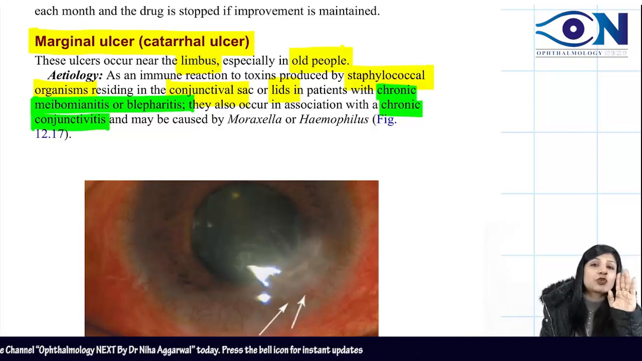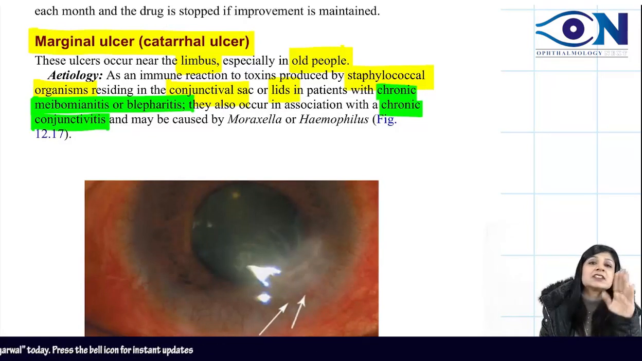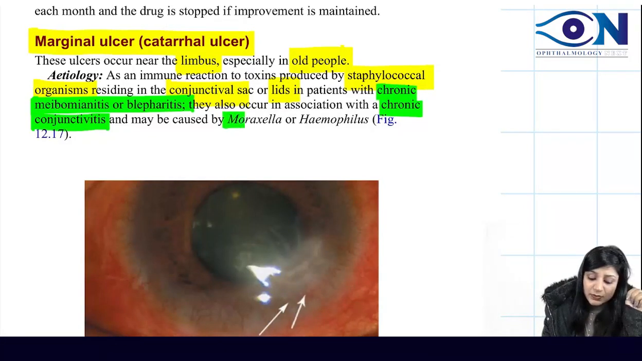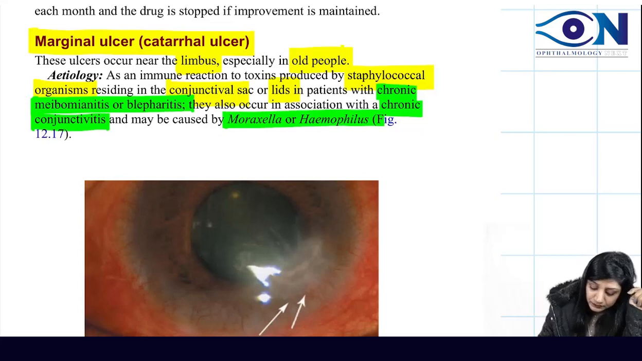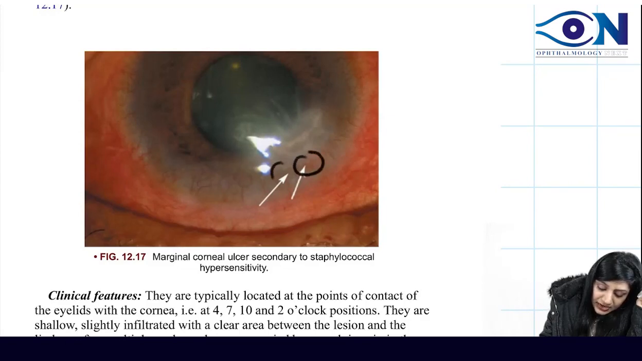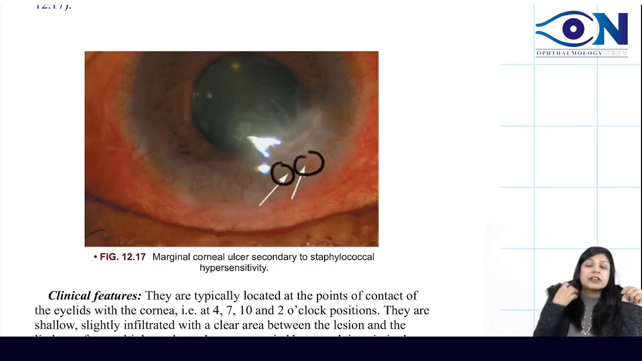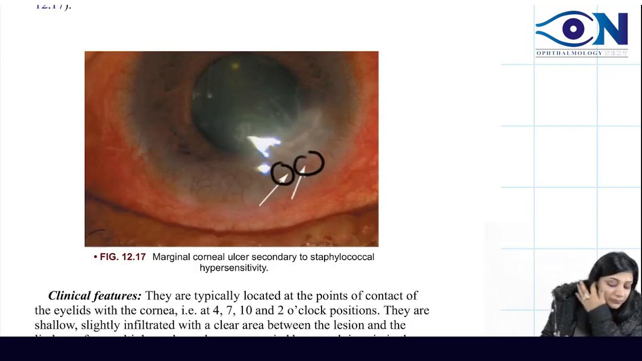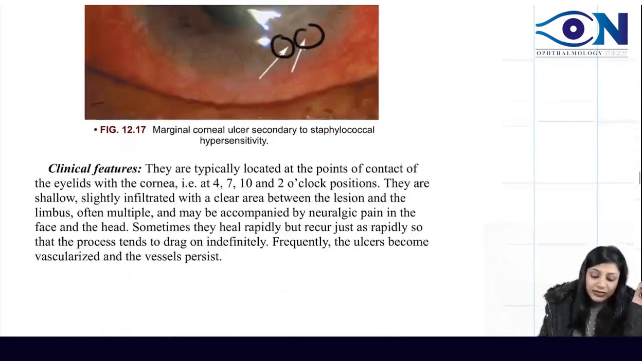We can have chronic blepharitis, chronic conjunctivitis, and chronic meibomitis, which can be caused by Moraxella or Haemophilus. You can see these are small marginal ulcers occurring due to the staph hypersensitivity reaction. You can clearly see. Clinical features: they are typically located at the points of contact with the eyelids.